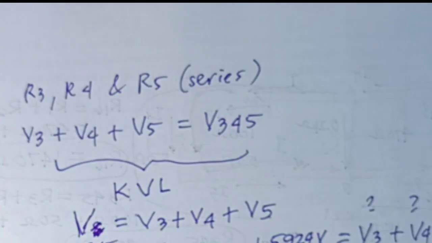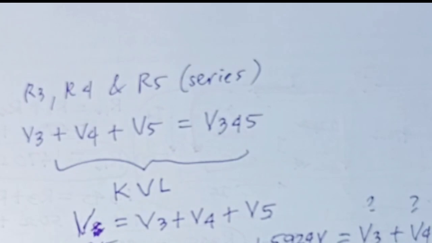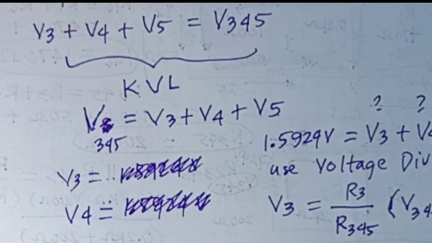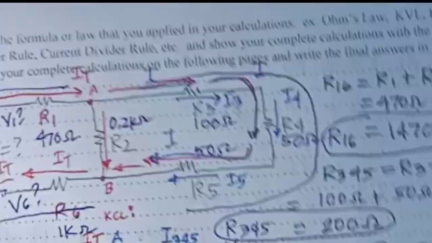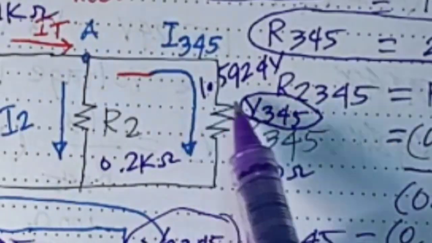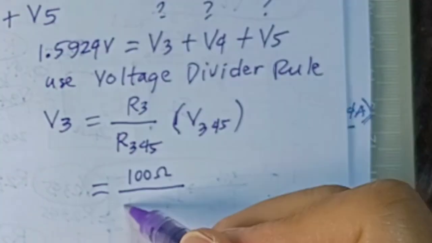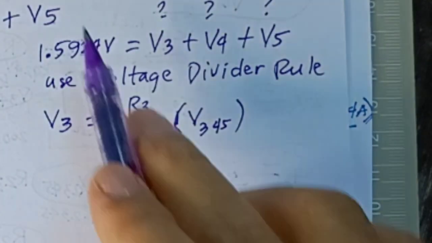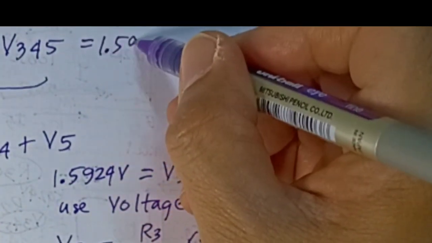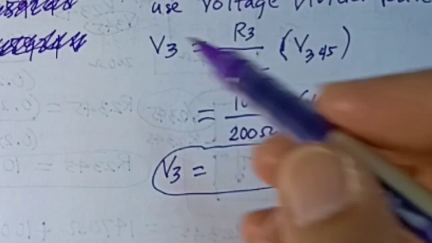V3 is equal to R3 over the R total of the 3, the 4, and the 5, multiplied with the voltage of this 3, which is V345. That's the formula that we will use. So we get the value of R3, which is 100 ohms, divided by R345, which is 200 ohms, multiplied with V345, which is 1.5924. You already get V3, right? Here, you'll get the V3.